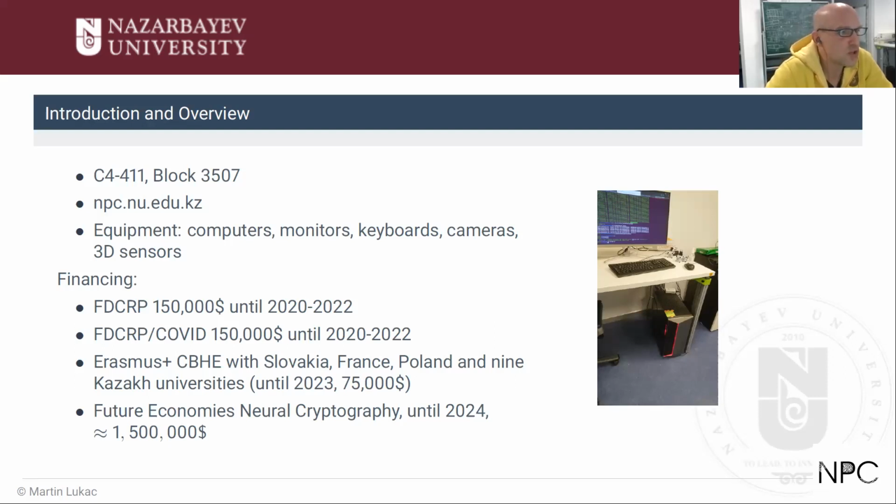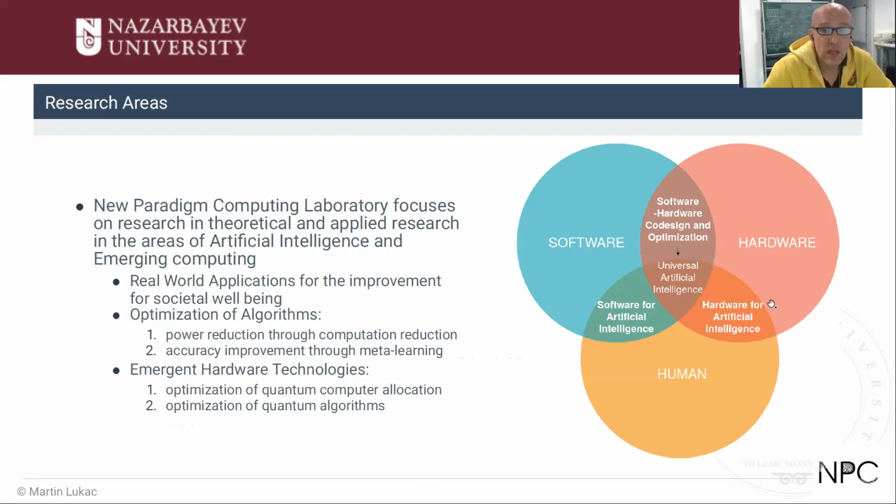We are situated, actually, right now we have 2 rooms, C4411, and we are expanding into a new room, which is block 3507, where we have also some mostly research computers. Well, the equipment is as expected, mostly computers, keyboards, screens, and mice. We have several fundings currently going on, working on different projects that I will be talking about today. Okay. All right.